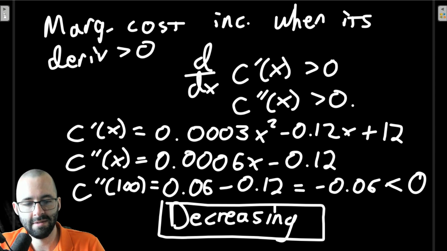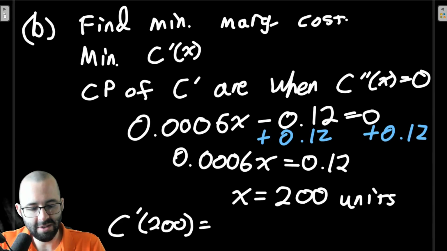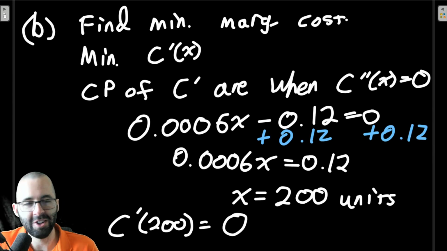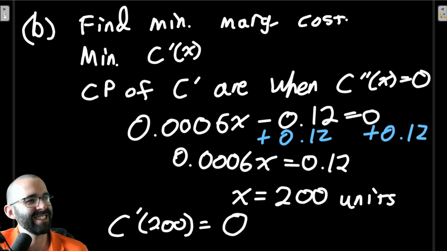That's interesting. Did I plug this in correctly? There's no way I plug this in correctly, right? I should have looked at this example problem before I started this video. The minimum marginal cost is actually 0.